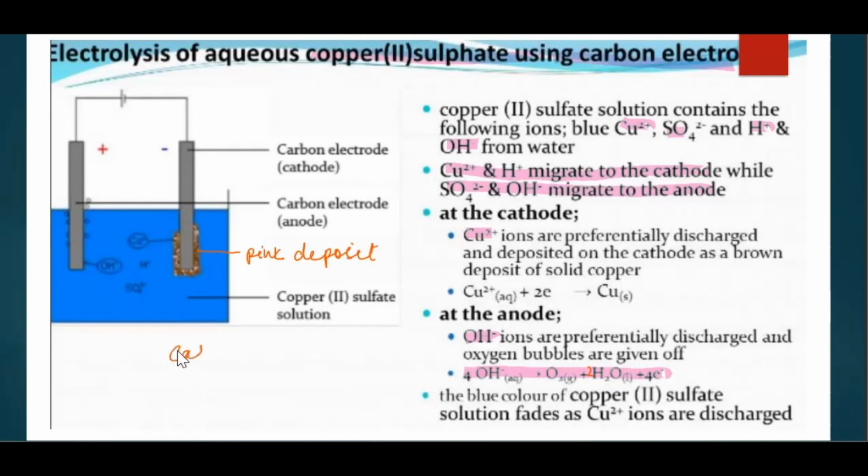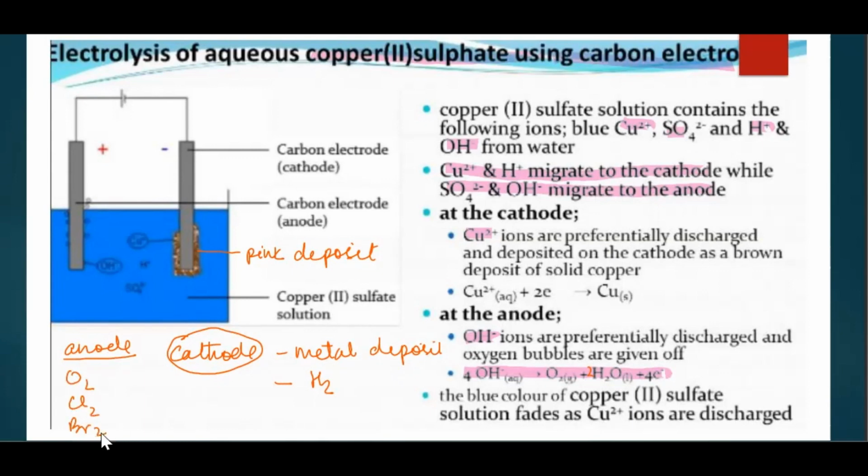Remember, at the cathode, either the metal is deposited because the cations are the metal ions, or the hydrogen ion. Either the metal will be seen depositing at the cathode or the hydrogen gas will be liberated. So at the cathode, we need to be very specific: either the metal or hydrogen gas. And at the anode, mostly the gases like oxygen, chlorine, bromine are the gases which are liberated at the anode.